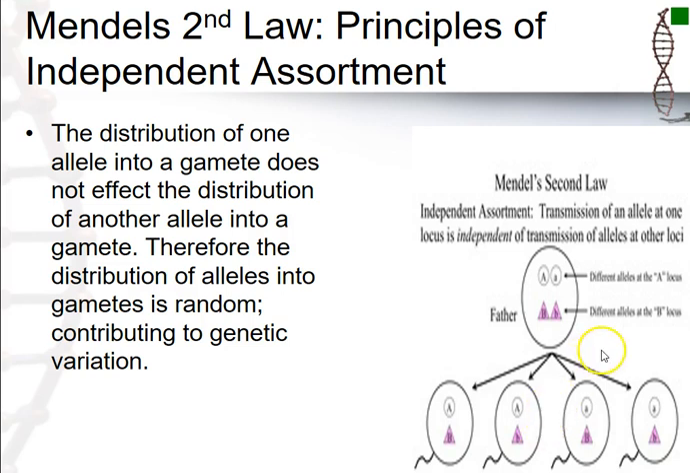So here we have allele A and allele B. The father will give, here's big A, big B, little b. You can give a big A and a big B, a big A, a little b, a little a, big B, and a little a, little b. And because they're independent, which means they're probably on different chromosomes or far away on one chromosome.